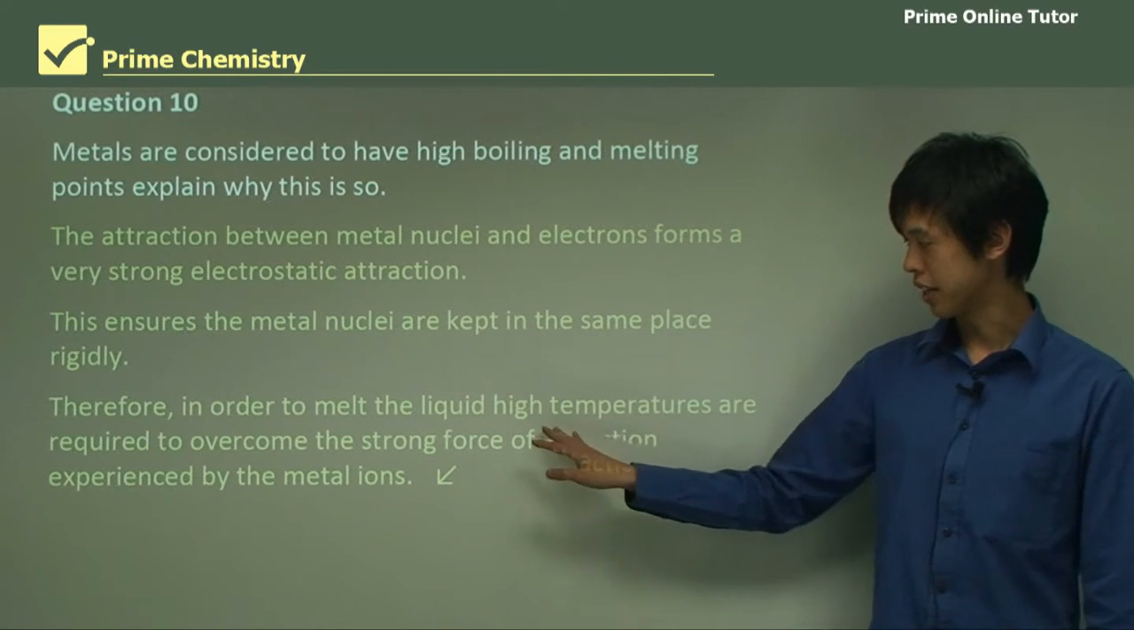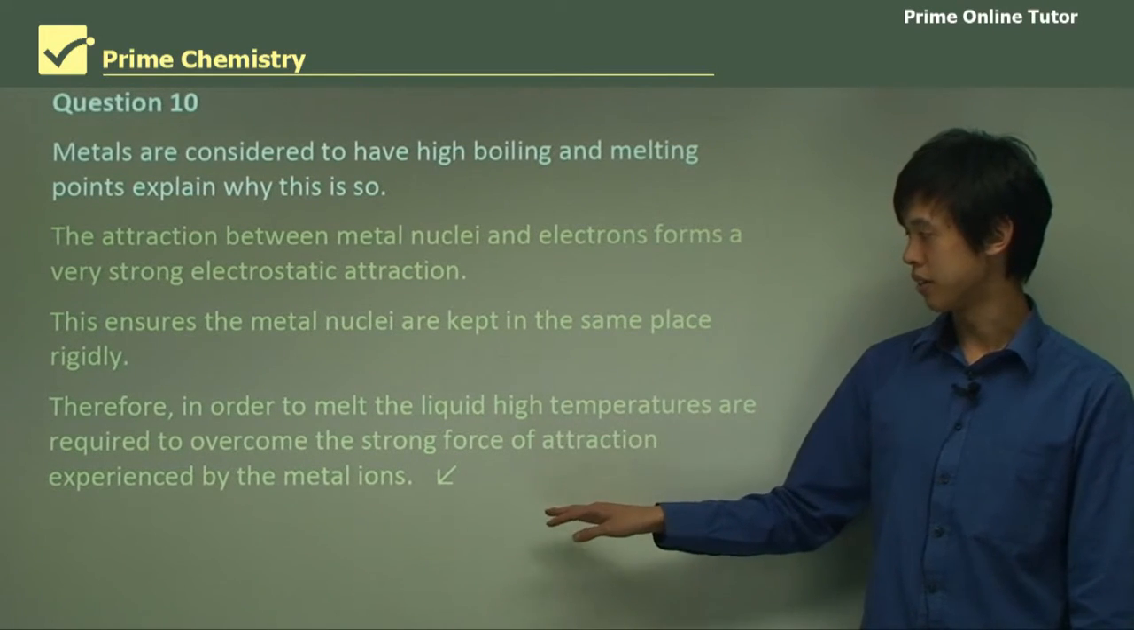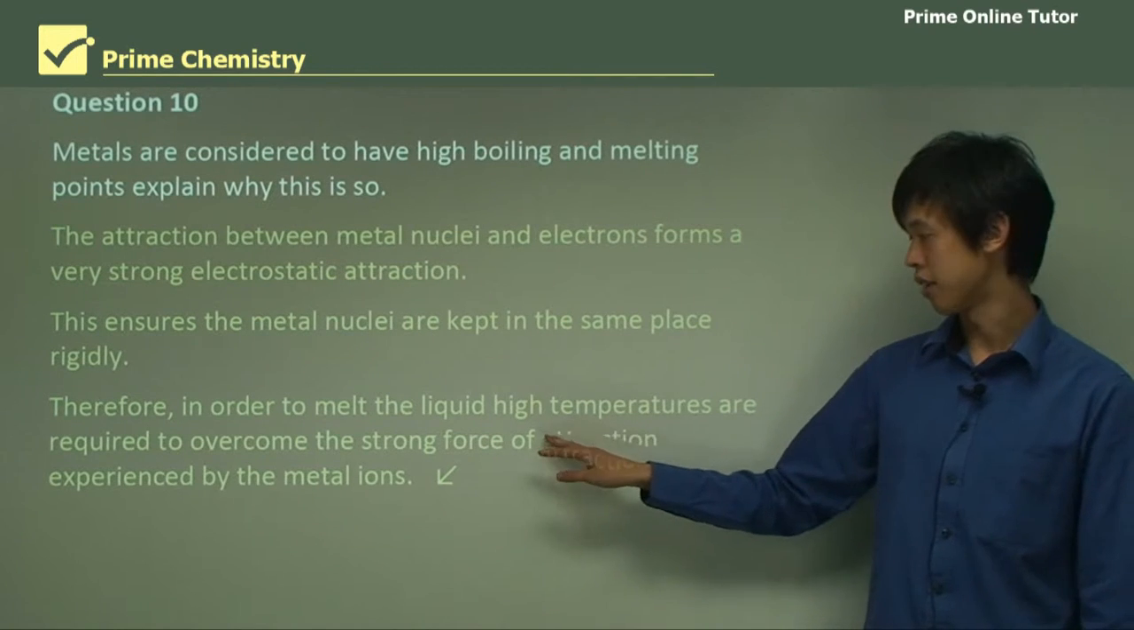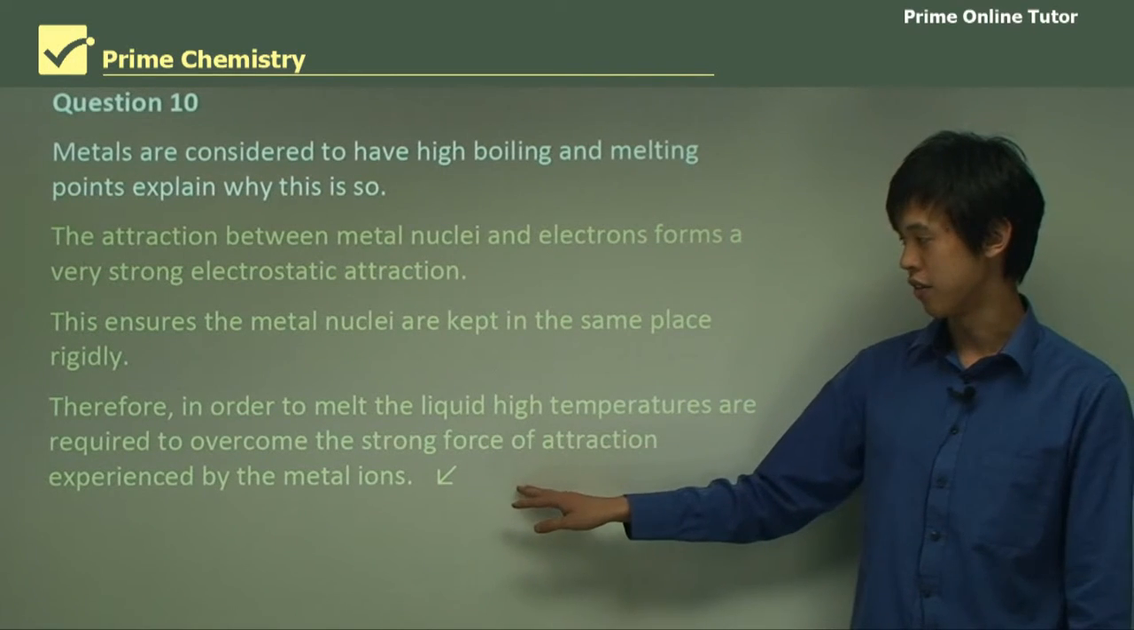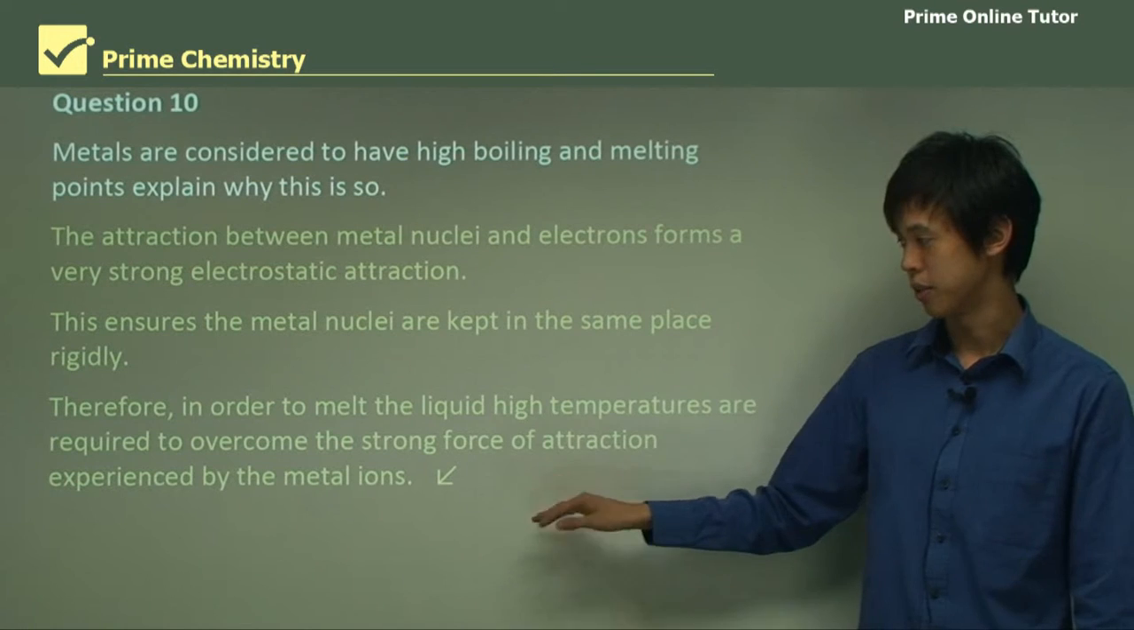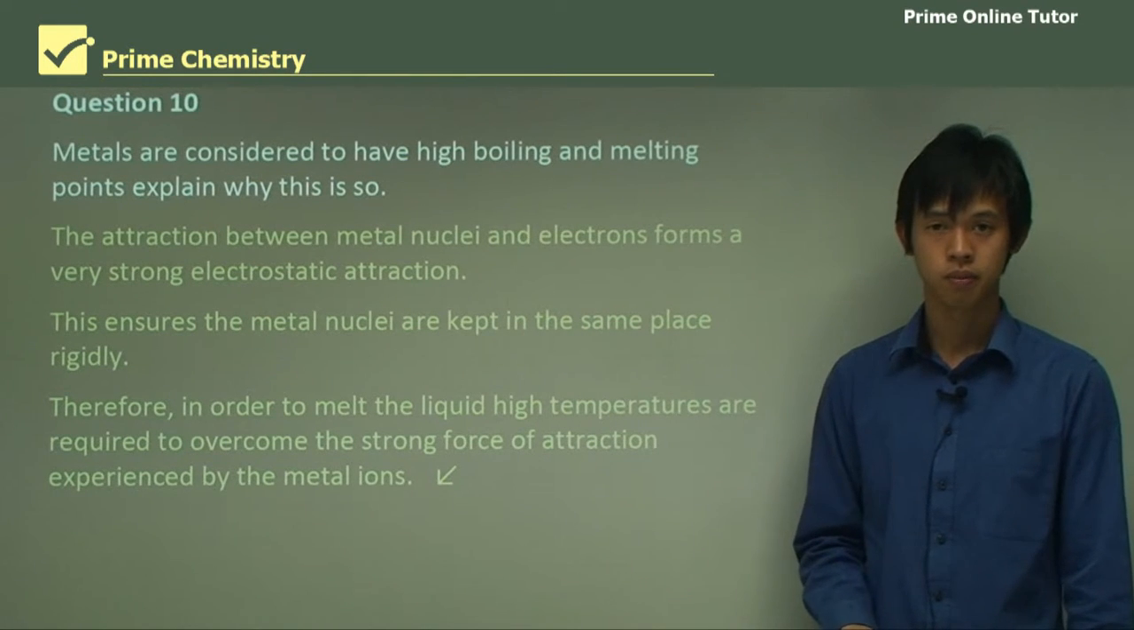Therefore, in order to melt the metal, high temperatures are required to overcome the strong force of attraction between the metal ions and the electrons.